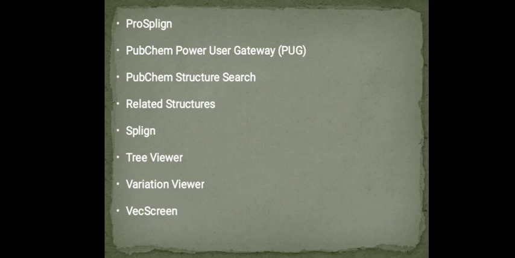VecScreen. VecScreen is a system for quickly identifying segments of a nucleic acid sequence that may be of vector origin. VecScreen searches a query sequence for segments that match any sequence in a specialized non-redundant vector database.